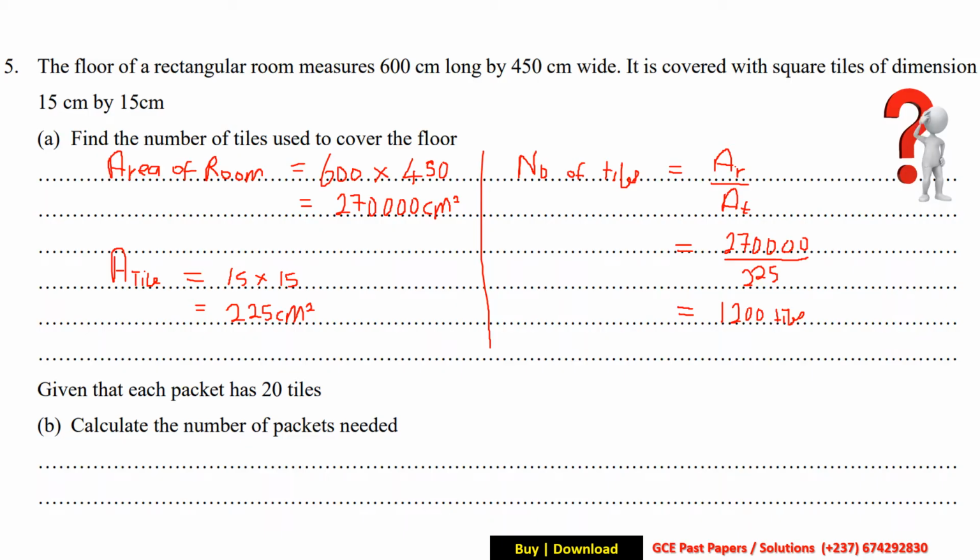Now, given that each packet has 20 tiles, calculate the number of packets used. These packets are like small cartons, so one carton has 20 tiles. The number of packets needed will be equal to 1,200 divided by 20. And what is 1,200 divided by 20? This will give us 60, right? So the number of packets will be 60 packets. And this, you earn your full marks.